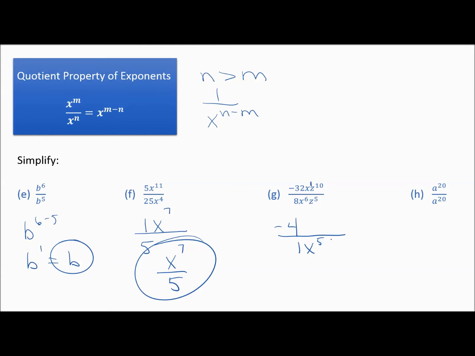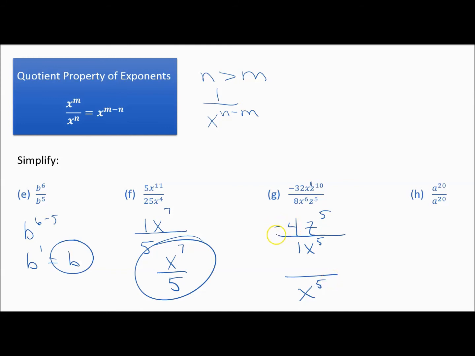Now when I look at z's, I have a 10th power and a 5th power. The bigger one is in the numerator, so I can say z to the 10 subtract 5 is z to the 5th in the numerator. Now the best way to write these answers, a couple of things I want you to look at. In the denominator, 1 times x to the 5th is simply x to the 5th.